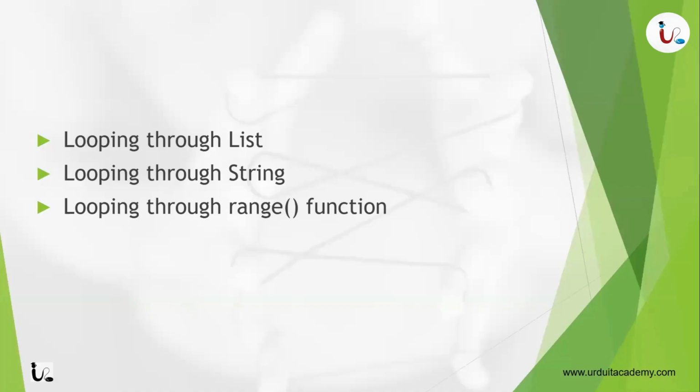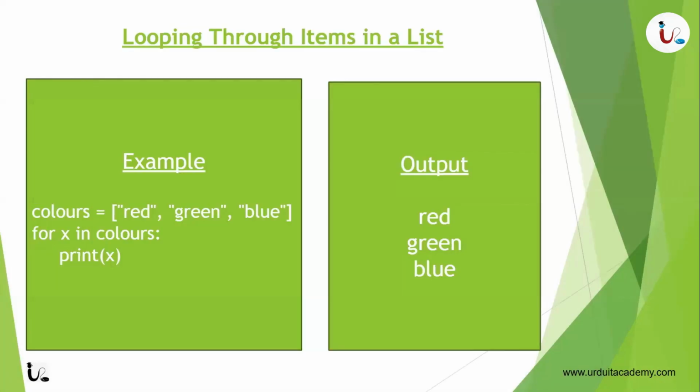Before that, here we are going to learn about the for loop looping through a list, looping through a string, and looping through the range function. All right. So the first one, looping through items in a list.